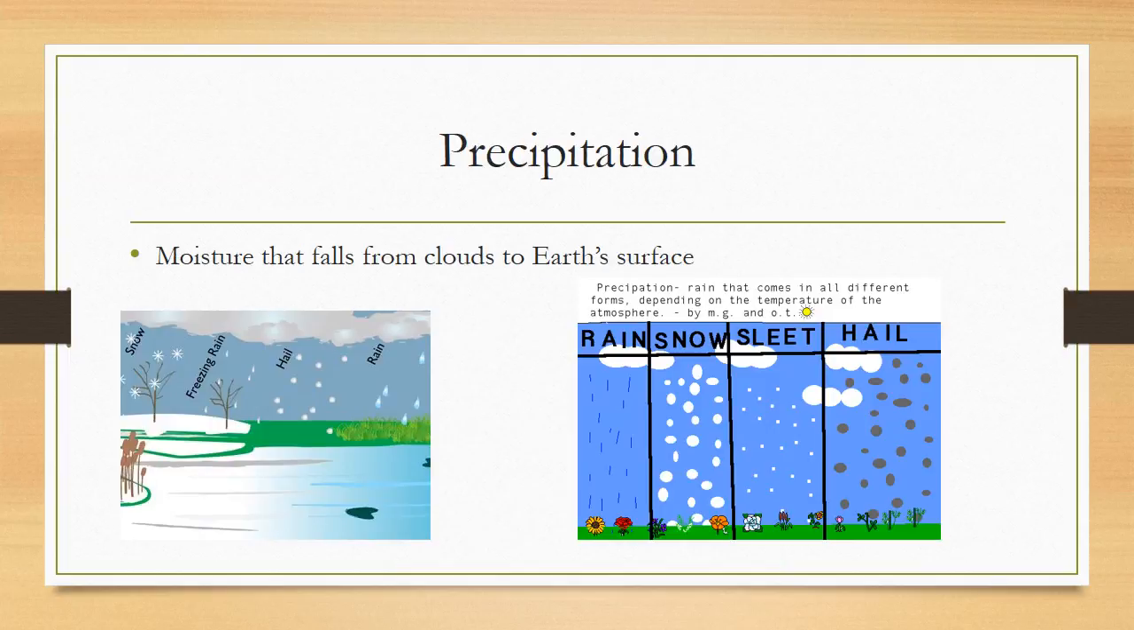Precipitation. Precipitation is moisture that falls from clouds to the Earth's surface. And one thing I want us to focus on specifically here is that precipitation takes many different forms. We can see in both pictures precipitation can take the form of snow, rain, sleet, or hail.